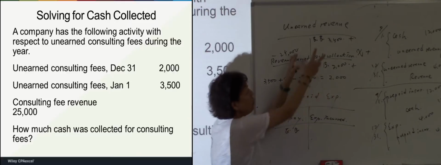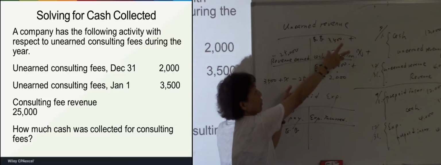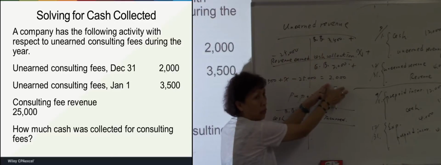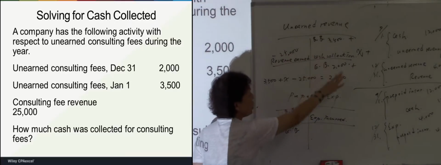So the above is the beginning balance followed by some adjustments, okay? Then you get the ending balance. So this is the equation we generate.